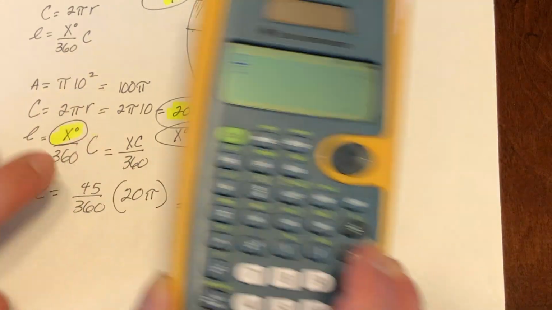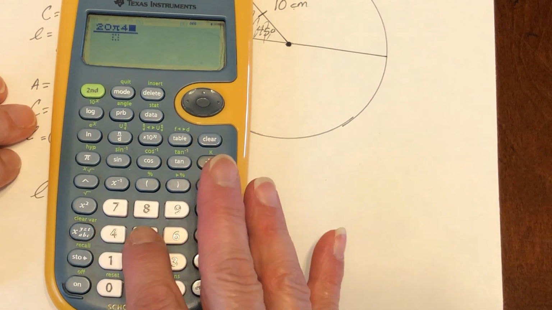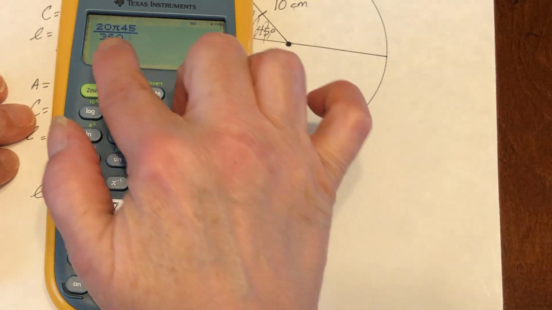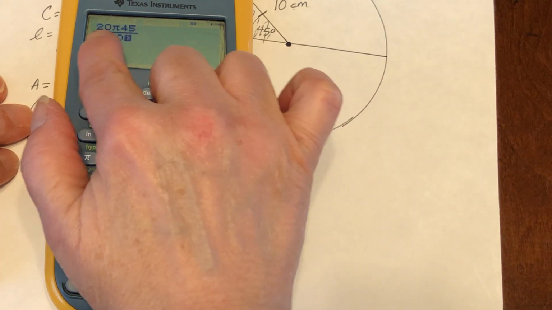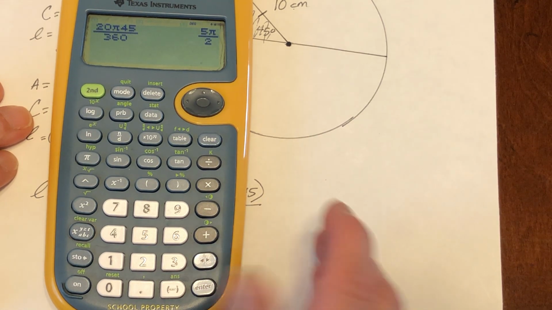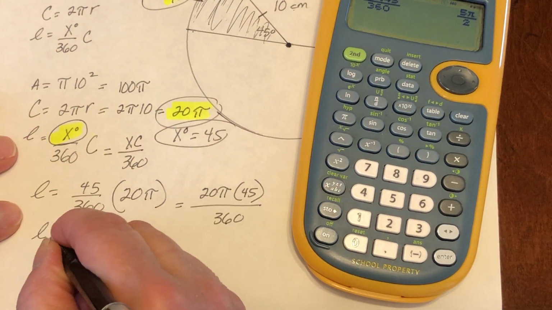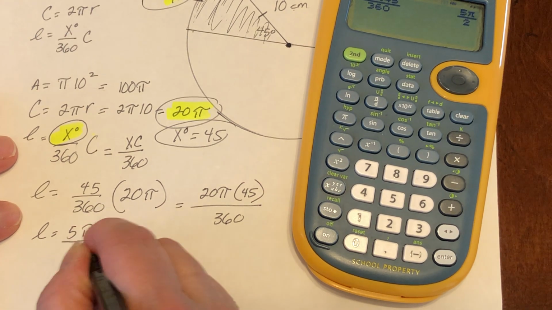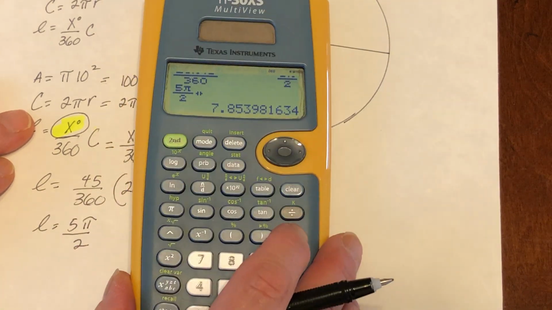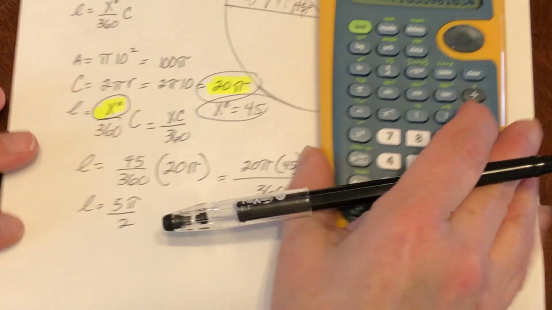20 pi times 45. 20, there's the pi button, times 45 in the numerator, all over 360 degrees. So that's like, I have this part of the circumference divided by 360, bam, 5 pi over 2. Now that's going to be the answer I want to leave it in. The arc length is 5 pi over 2, but if your calculator doesn't leave it in terms of pi, then your answer is going to be 7.8. If I round it to the nearest tenth, it would be 7.9.